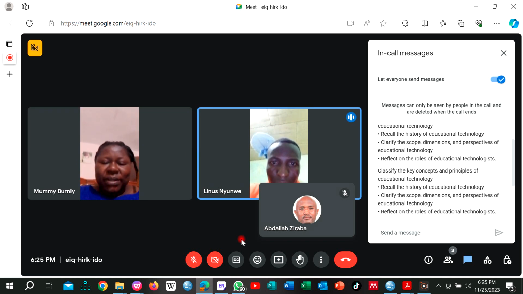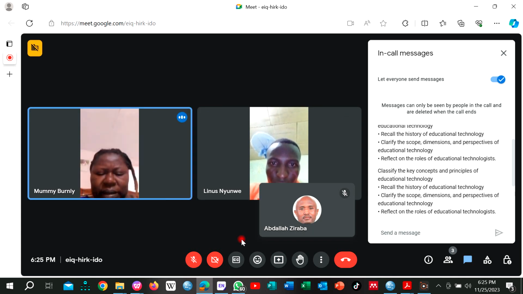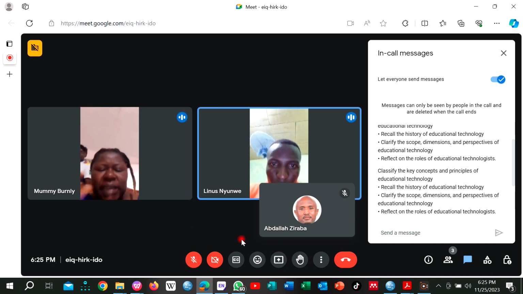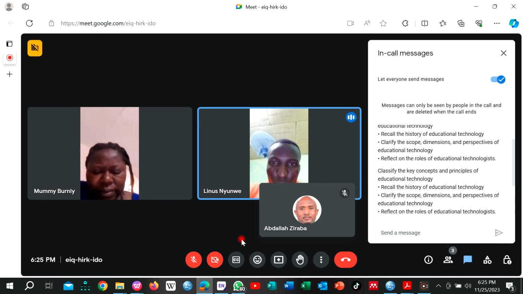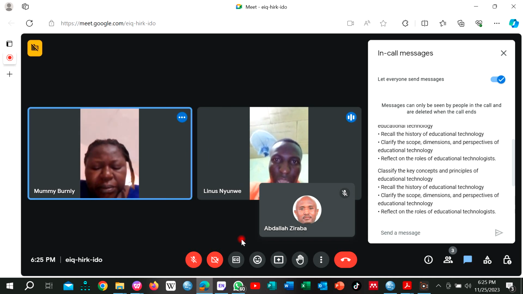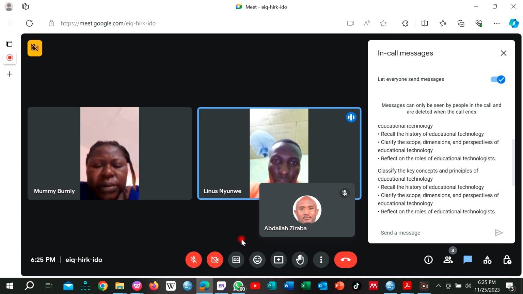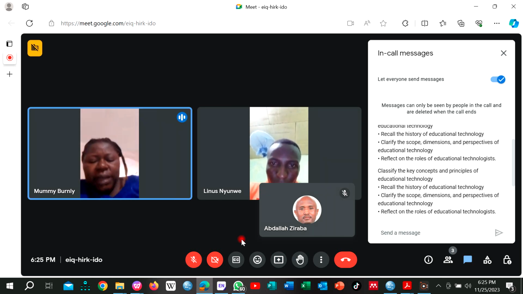Okay, we are looking at the dimensions of educational technology. I think it is on page 21. Pardon? The dimension is on page 21. I've seen dimension. I'm on it.